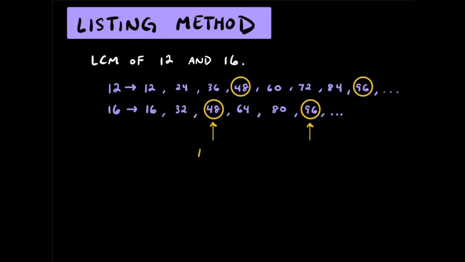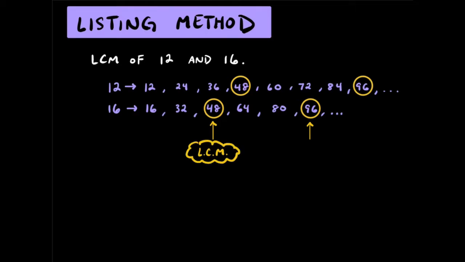Since 48 is the first time these numbers meet, we call this the least common multiple, or the LCM. While 96 isn't the least common multiple, it's still a common multiple. What's cool is once you find the first time 2 or more numbers meet, it's very easy to find out each additional meeting point. In this example, we found out that the LCM was 48. It turns out that all the other common multiples for 12 and 16 are going to be just multiples of 48.